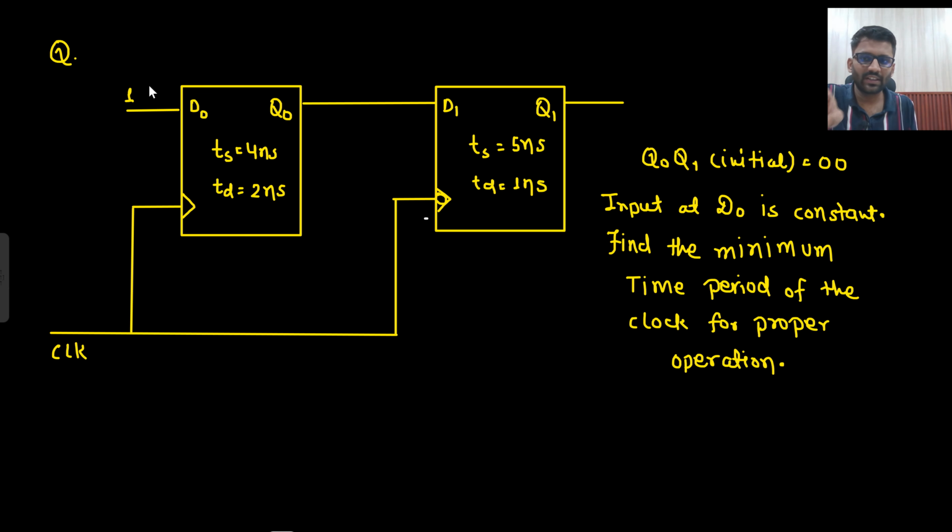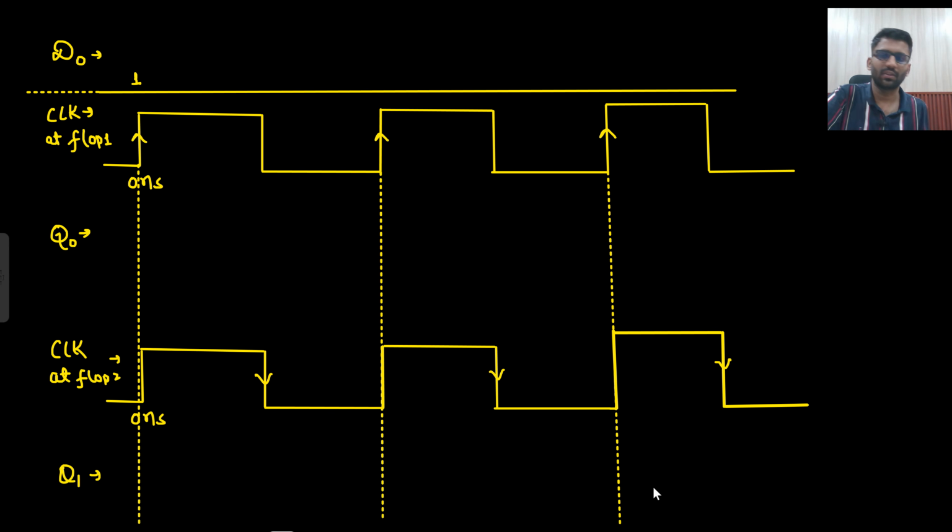Okay, so what do we see here? This input is fixed, D0 is fixed, and D1 is depending on Q0. So your Q1+ is equal to D1, which is equal to Q0. So first I will draw this clock. The same clock is fed here. This is positively triggered, this is negatively triggered. Then I will draw this waveform as well, and then I will see how my Q0 and Q1 will go. So let's check that out.